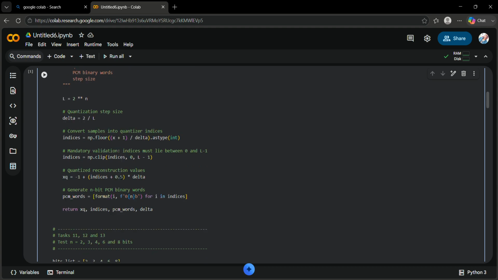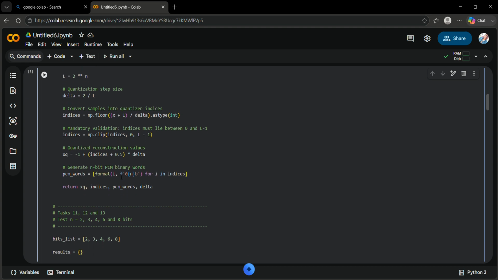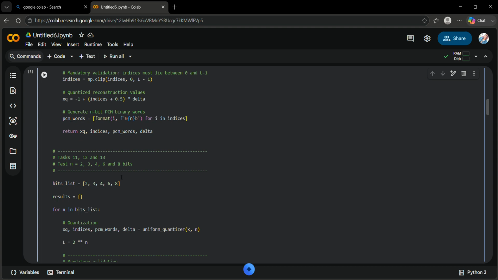For every input sample, the program calculates a quantizer index. The index is always kept between 0 and L minus 1. This also satisfies the mandatory validation given in the experiment.